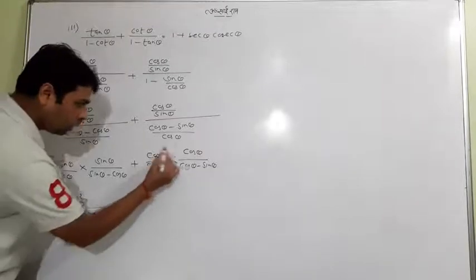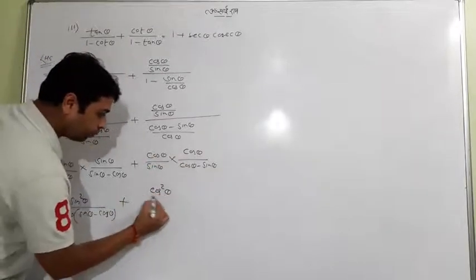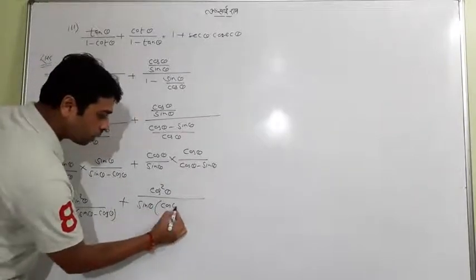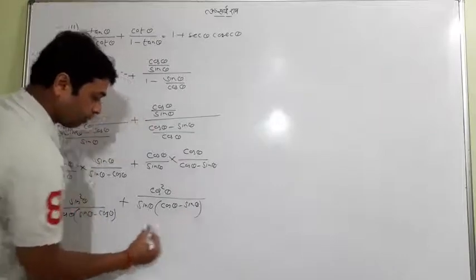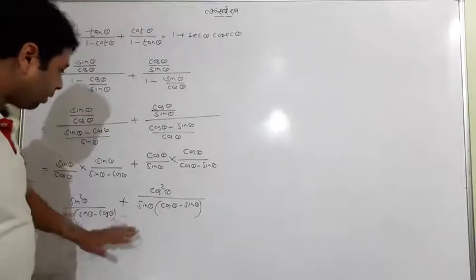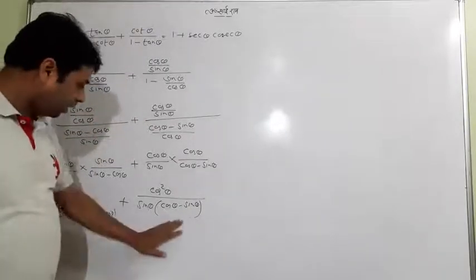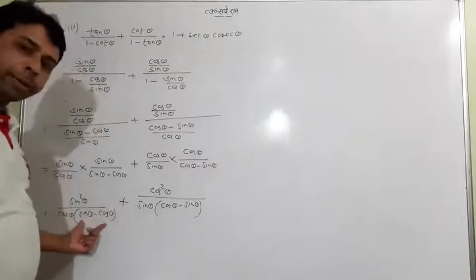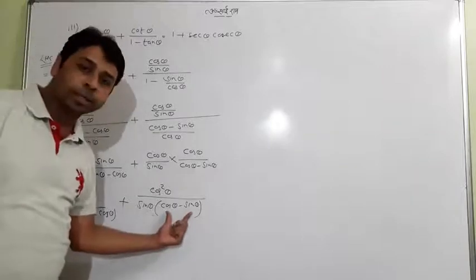What about next? Cos into cos is cos square theta, and these two will be written the same. Sine theta into cos theta minus sine theta. Very simple. Now we have written till here. Let's see these two terms. Again, something beautiful is coming. This is sine theta minus cos theta, and this is cos theta minus sine theta.